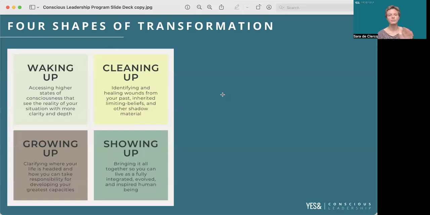Now we've separated it to make it super clear what these four shapes are, but they all come together in some way or another. So that's cleaning up. And then showing up is bringing it all together so you can live as a fully integrated, evolved, and inspired human in the world.